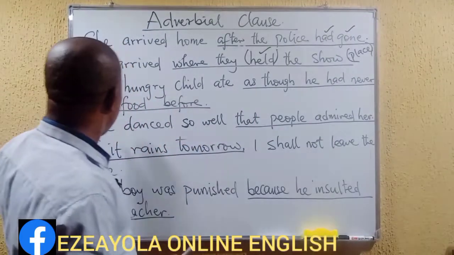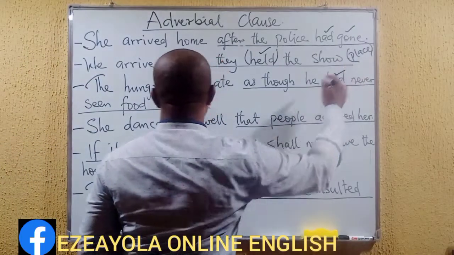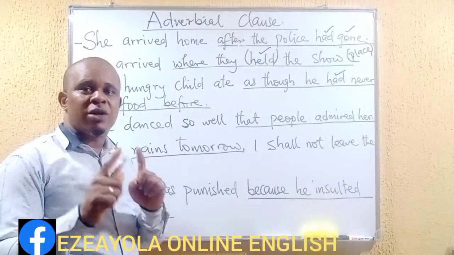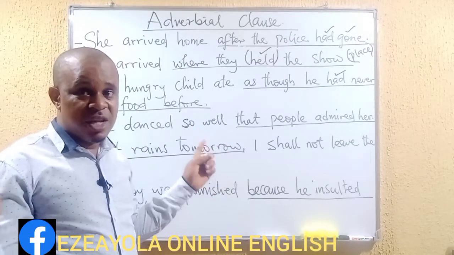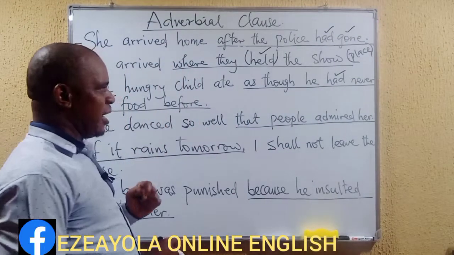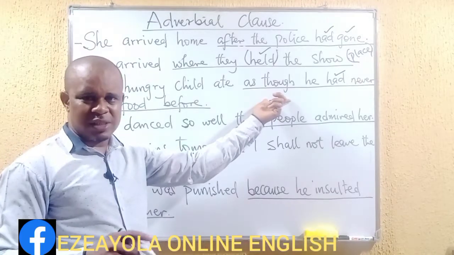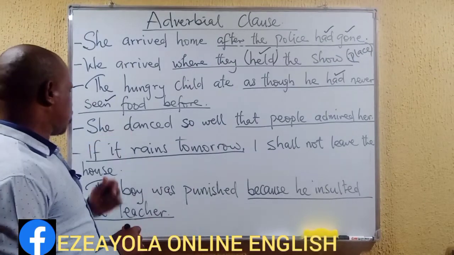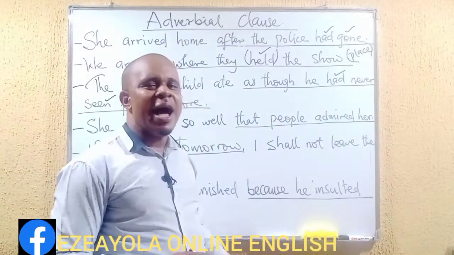And again, we look at the presence of the verb: as though he had, he had seen. The possibility of more than one verb existing in an expression or in any of the clauses is obtainable. So here we have had, seen, and so on. All right? Telling us that this is a clause. What type of clause? Adverbial clause of manner. All right. The next one: she danced so well that people admired her.